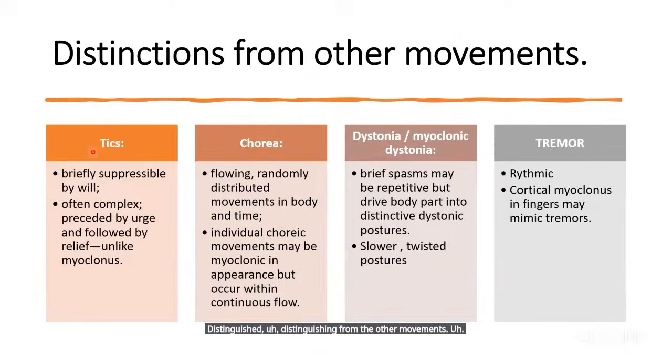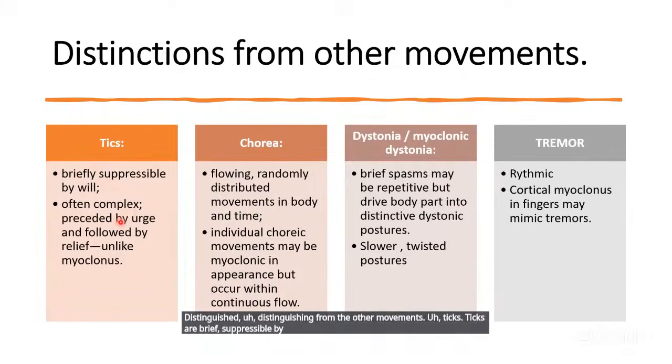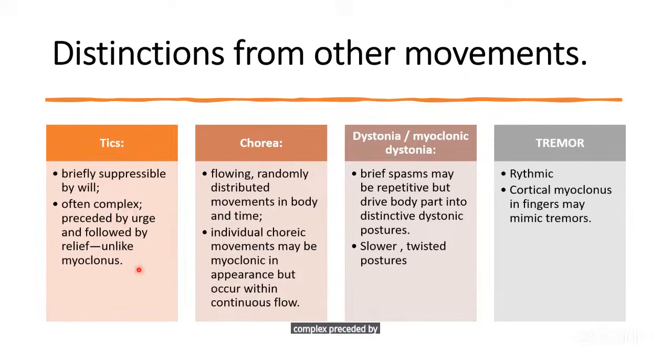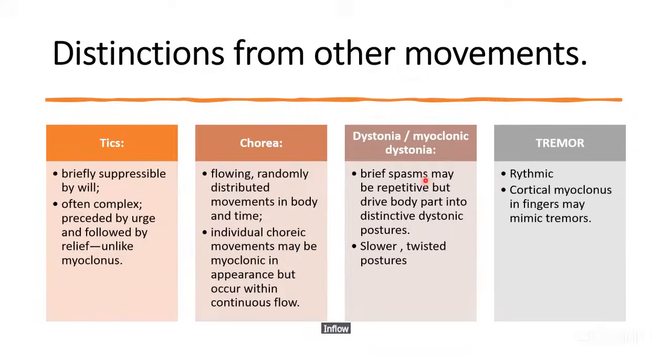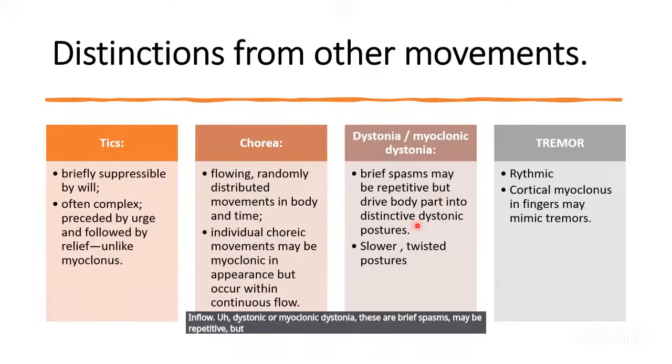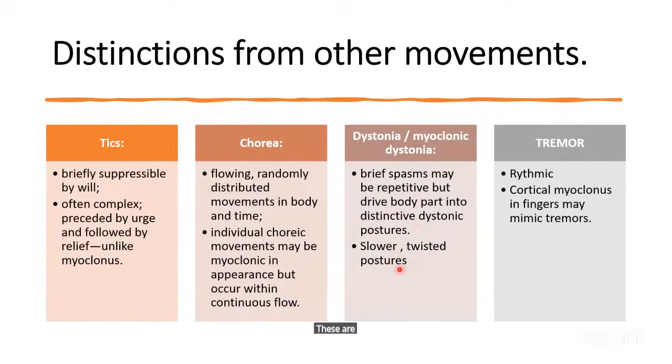Tics are brief, suppressible by will, often complex, preceded by the urge and followed by relief, unlike myoclonus. Chorea is a flowing, randomly distributed movement in the body and in time. Individual choreic movements can mimic myoclonus, but they occur within the continuous slow flowing movement. Myoclonic dystonia involves brief spasms, may be repetitive, but drives the body part into a distinctive dystonic posture, whereas in myoclonus we may not see abnormal posturing. Dystonic movements are slower, with twisted postures.